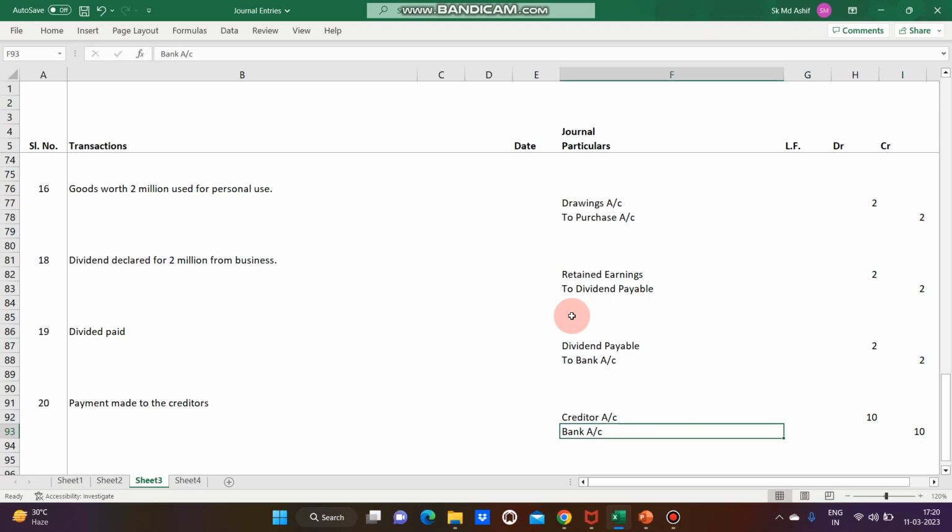So the entire mantra that I've used here is I have to blindly follow the rules of debit and credit.